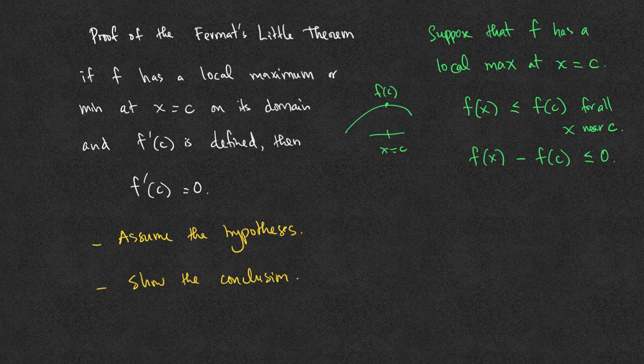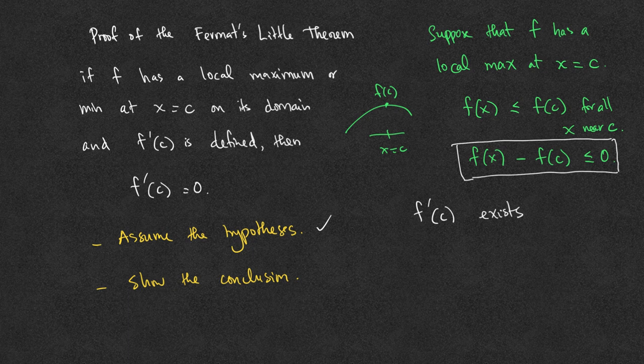So if we assume that f has a local maximum, then we automatically have f of x minus f of c being a non-positive number, negative or 0. And that is part of the hypothesis. Another part of the hypothesis is that f prime of c is defined. If f prime of c is defined, then f prime of c exists.